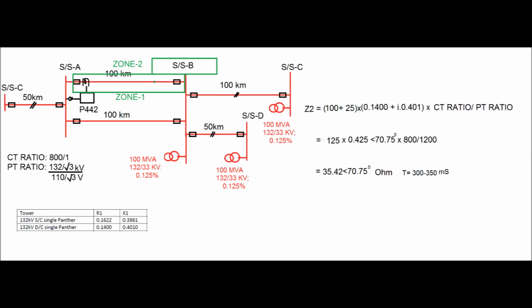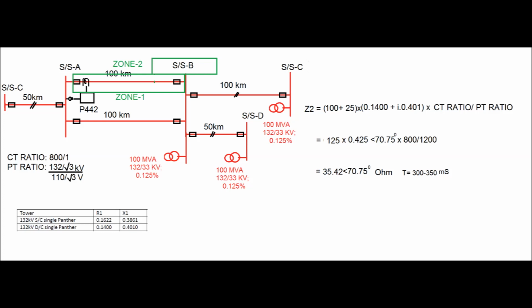Now what is the zone 2 setting of the relay? Now zone 2 setting for a parallel line or for a 132 kV system is 100% of the line segment plus 50% of the next shortest line.